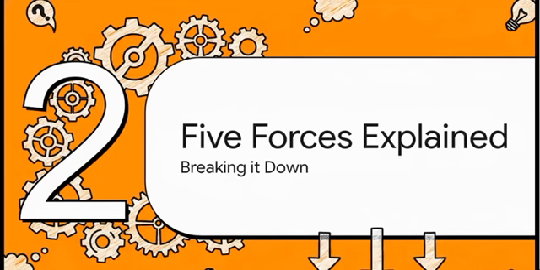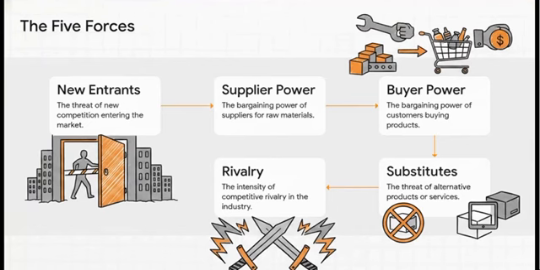Moving right along to Section 2, the 5 forces explained, breaking it down. Aman actually asks Sumit to explain each force using pure logic, rather than just reciting textbook jargon. So Sumit lays out these 5 pillars to systematically deconstruct industry profitability. We've got the threat of new entrants, supplier power, buyer power, the threat of substitutes, and finally, industry rivalry. Let's actually walk through the logic behind every single one.